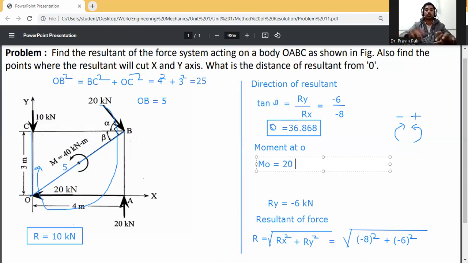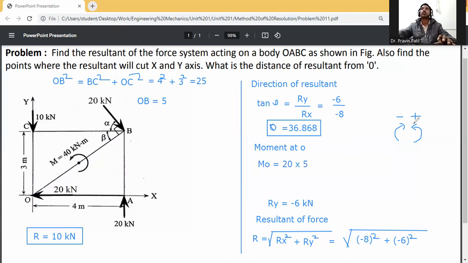So 20 into 5. Then the second force is 10 kilonewton acting at point O, so there is no perpendicular distance, and it will be 0. Now the 20 kilonewton force: how is it rotating? It is rotating in the clockwise direction.